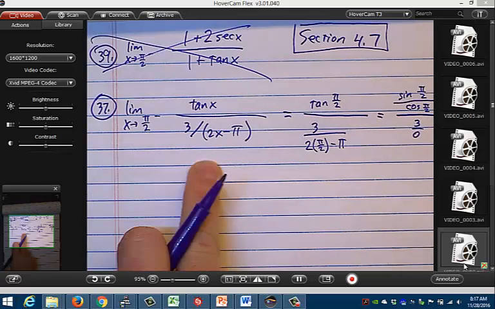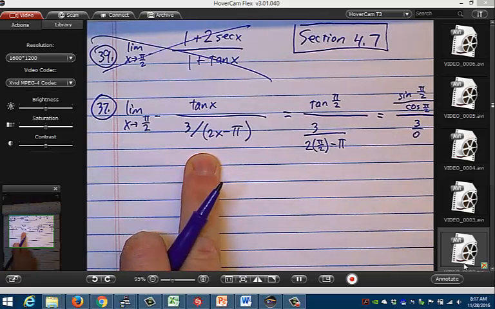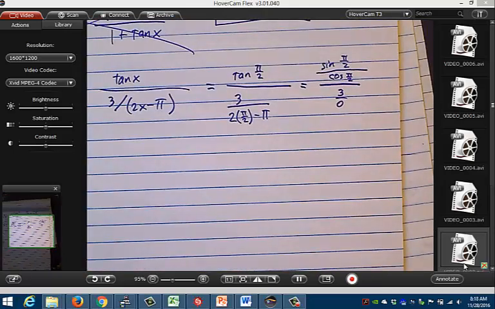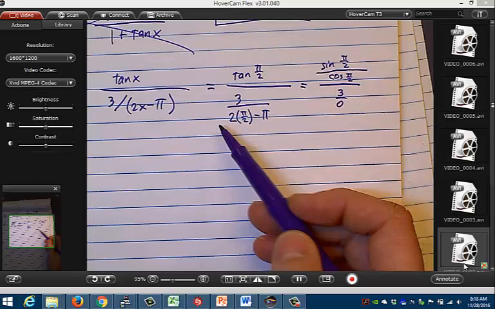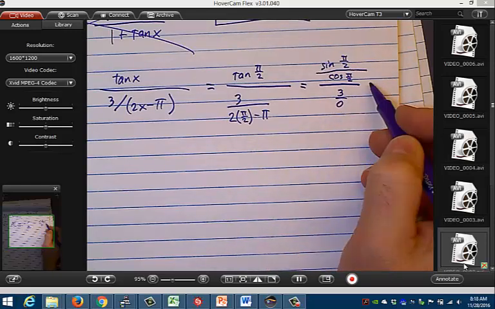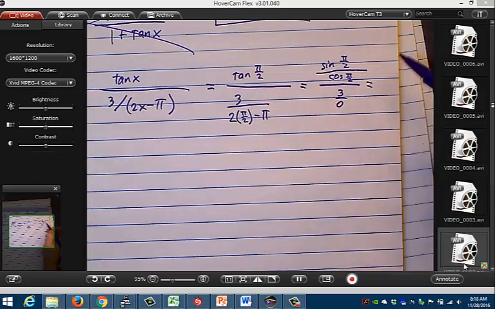approaches pi over 2 of this expression, problem 37. When I plugged in pi over 2, just kind of to see, hey, is it continuous? I see I get a 0 in the denominator of the bottom fraction, but also I get a 0. Which one of these is 0?